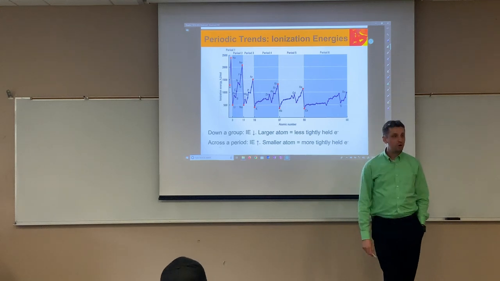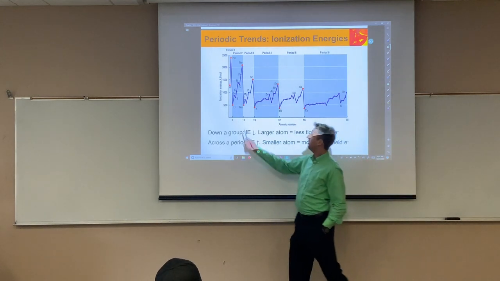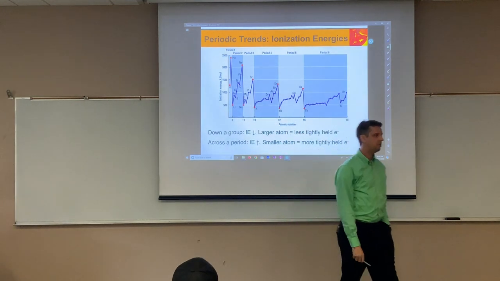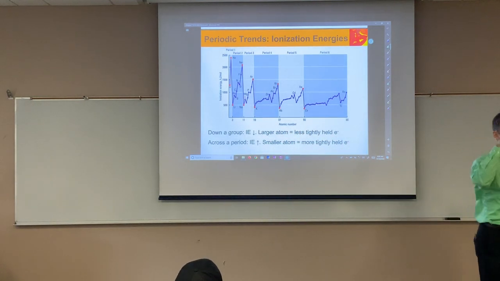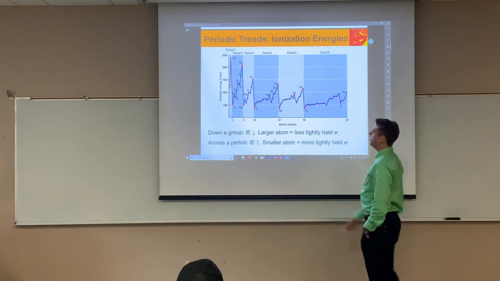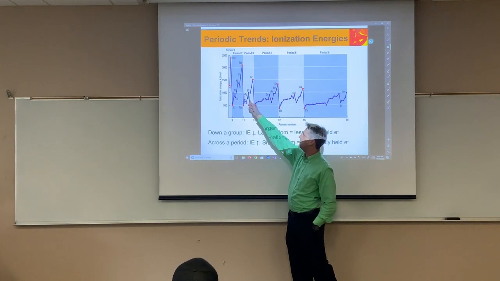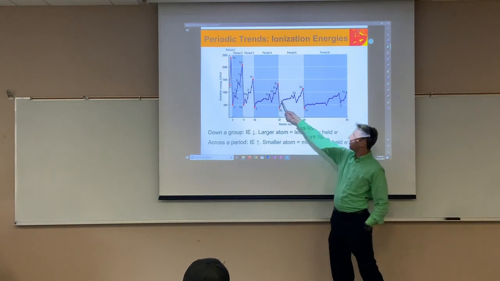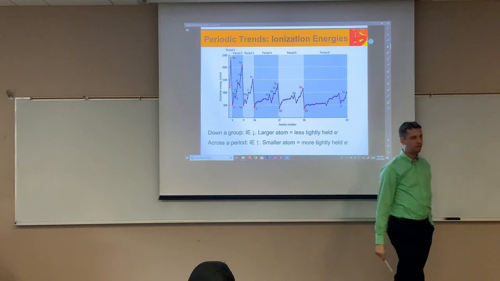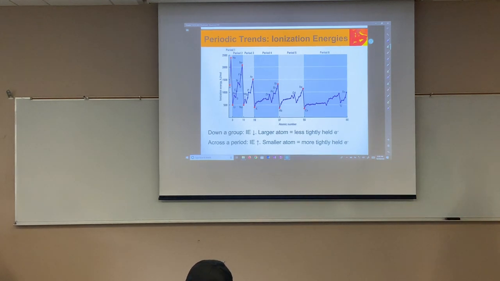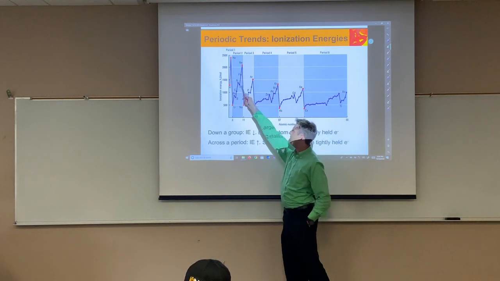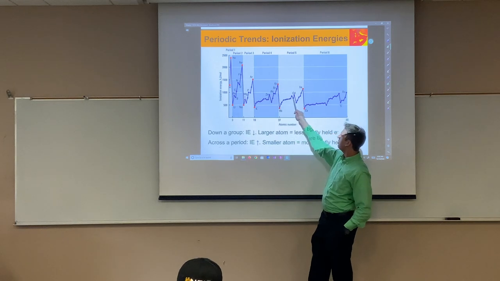There's some kind of oddball trends in here though, isn't there? From nitrogen to oxygen, we actually go down in energy, where we might expect it to go up. But we see the same kind of trend as we go from phosphorus to sulfur, and as we go from arsenic to selenium, I believe. We see that same kind of dip. Does that make sense? We see the same kind of dip here, as we do here, as we do here.